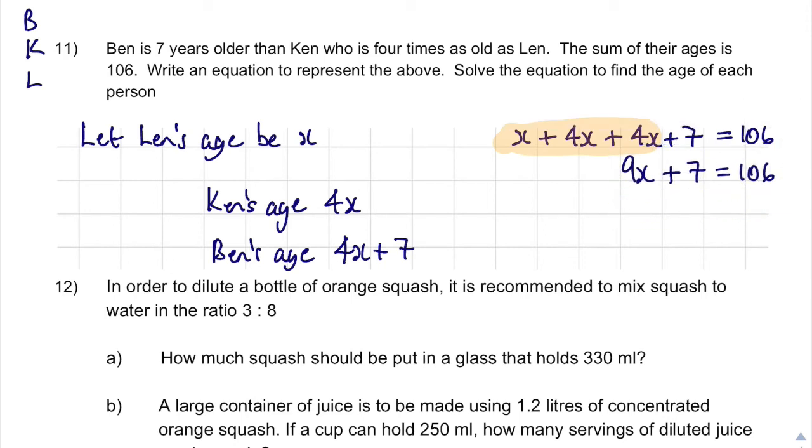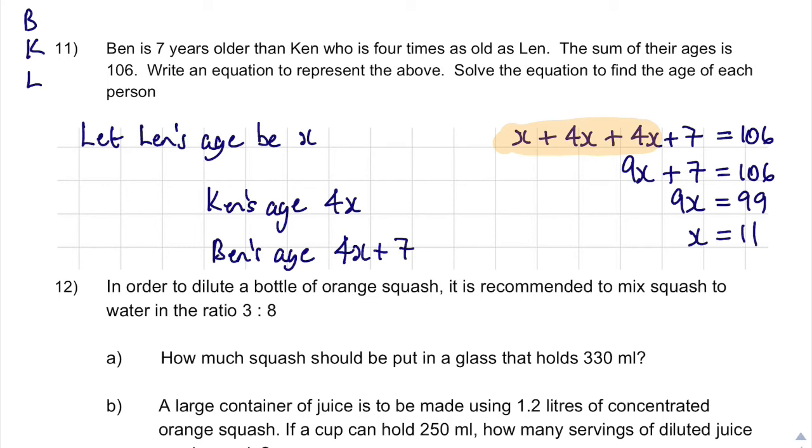Now, to get rid of this plus 7, I'm going to have to subtract 7 from both sides. So that will give me 9x is equal to 99. And then to eliminate that 9 from the 9x, I'd have to divide both sides by 9, which gives me that x is equal to 11.